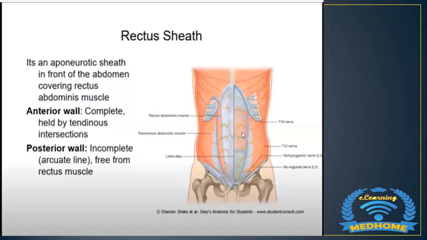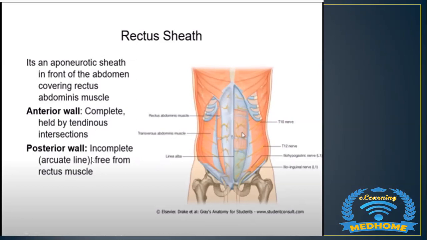So what the rectus sheath basically is, it's an aponeurotic sheath in front of the abdomen covering the rectus abdominis muscle. So basically, if you can see, this whole forms the rectus sheath. Now, how does this rectus sheath form? The anterior wall of the rectus sheath is complete and it is held by tendinous insertions. Now, what are the tendinous insertions? We are going to look in the next slide.